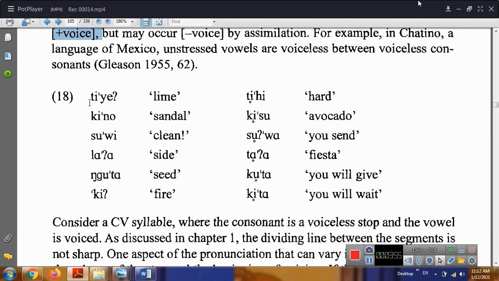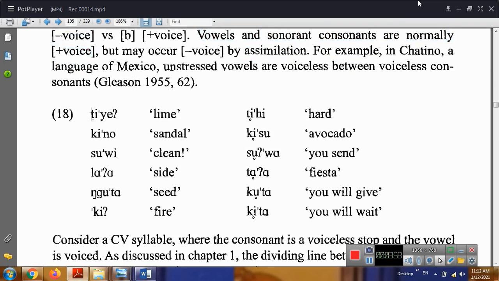Here we have these sounds in Mexico: Tai, Kiano, Suave, and La. As I told you, we consider all of the vowels as voiced sounds. But it is interesting that in this language, which is a kind of Mexican language, an unstressed vowel can be voiceless. But as a whole, we consider the vowel as a voiced sound.